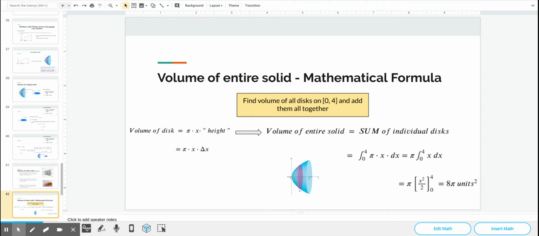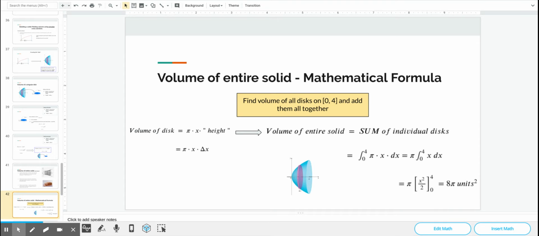So, follow the line of thought here. The volume of a singular disk is pi times x times the height, which in our case is delta x, right? And so the volume of the entire solid is the sum of the individual disks. Well, I know how to do sums in calculus: it's just integrals, right?